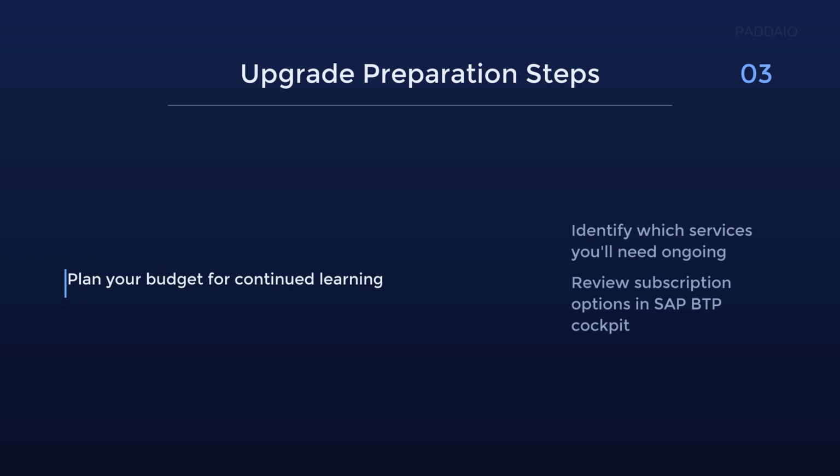Plan your budget for continued learning. This means allocating funds specifically for ongoing SAP BTP education, such as new courses or certifications. For instance, a company might set aside a yearly training allowance for its developers to learn about new BTP services. Investing in knowledge ensures your team stays current and maximizes the platform's value.